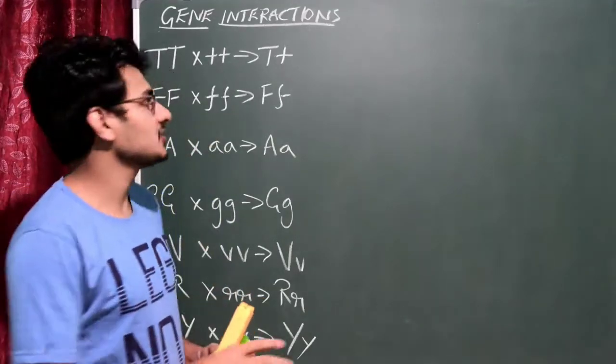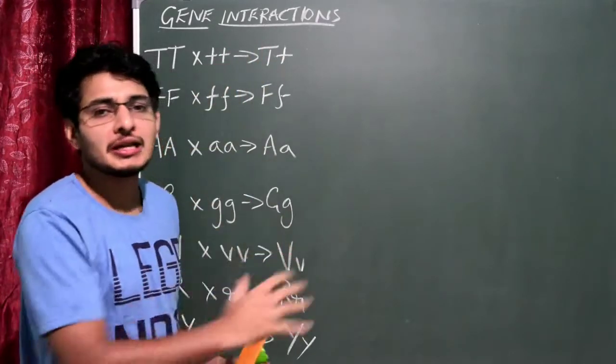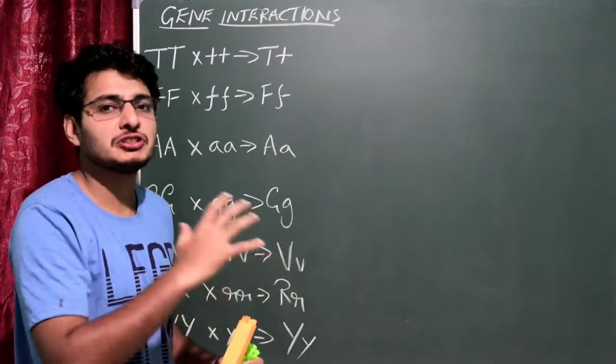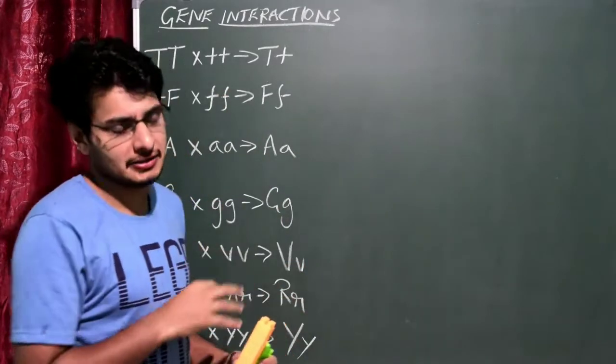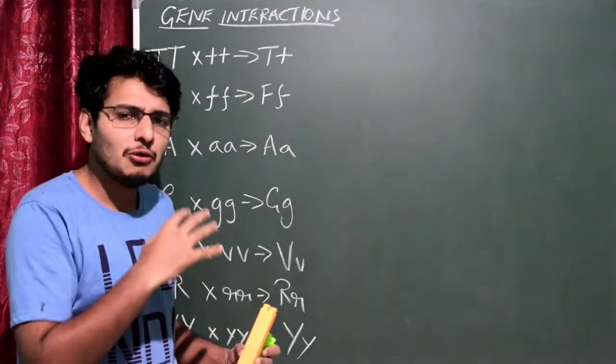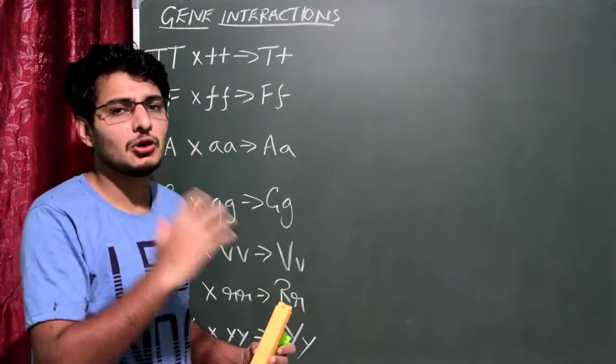In this session, I'll be discussing gene interaction. Particularly, I'll be talking about a type of gene interaction which is called incomplete dominance. It is also called blending inheritance. Okay, so in the previous session, we discussed Mendel's monohybrid cross experiments.